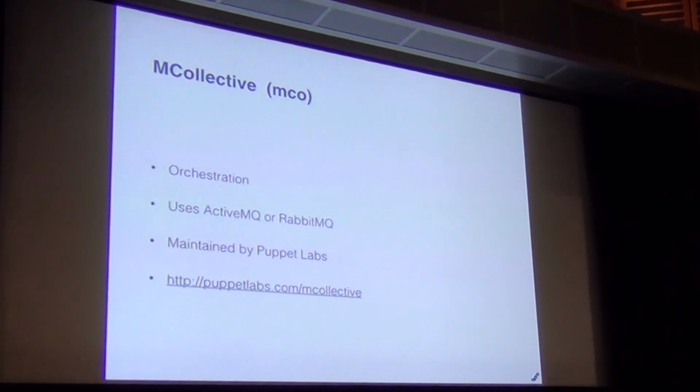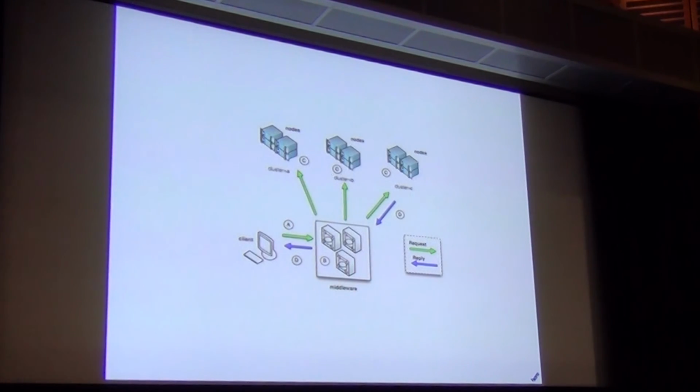mcollective is for orchestration. It's actually maintained by Puppet Labs. It was originally by Ari Pinar, and uses either ActiveMQ or RabbitMQ, which is interesting because Puppet Enterprise uses ActiveMQ. We're actually going to use RabbitMQ. It's a little easier. Puppet Labs has a RabbitMQ module that they help maintain, and that is what we're going to use. So this actually is the general design.